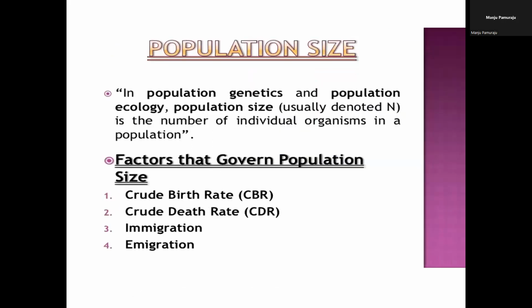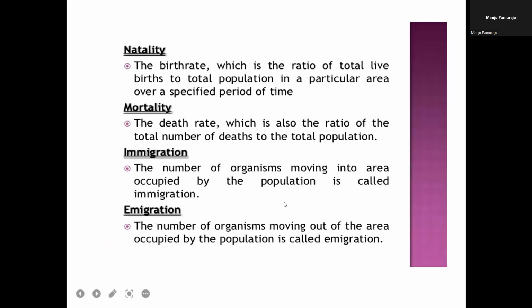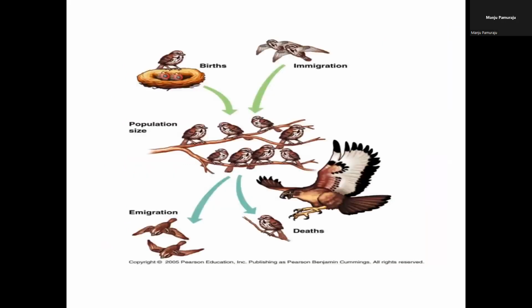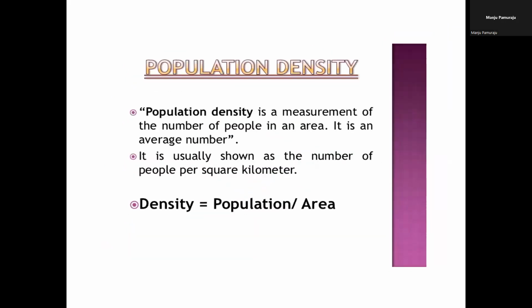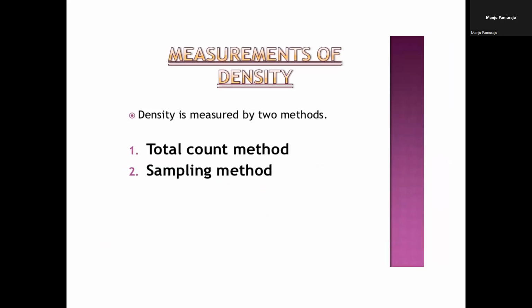Okay, so you know that growth rate means natality and death rate means mortality. The main point to remember is that natality and immigration increase the population size, whereas mortality and emigration decrease the population size. Another point to remember is that density is measured by the total count method and the sampling method.